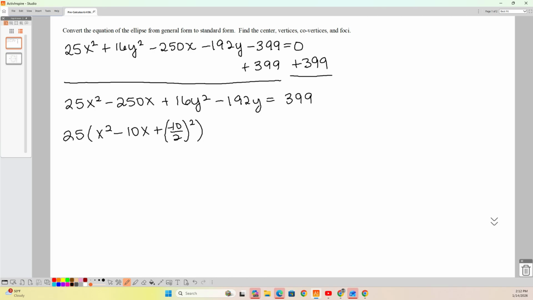I also want to complete the square for 16y squared minus 192y. Instead of a 16y squared, I want a y squared, so I need to factor out 16. I'll also factor out 16 from negative 192y. That gives me a negative 12y. And I'll complete the square by doing b over 2 squared. B is negative 12, so I'm going to add negative 12 over 2 squared.